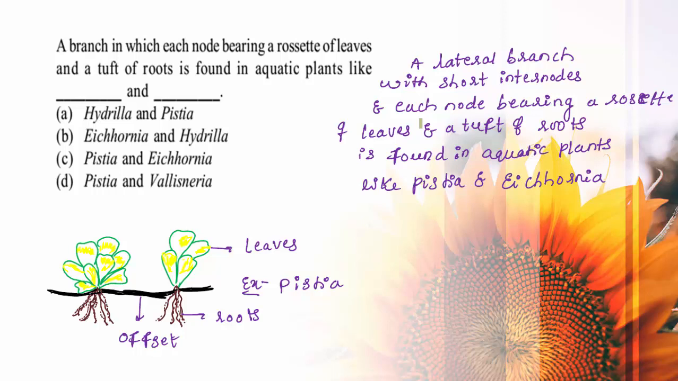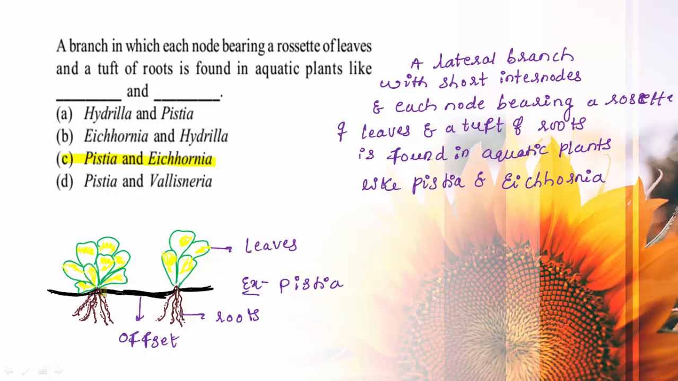What is the question given? A branch in which each node bearing a rosette of leaves, that means group of the leaves, and a tuft of roots. It is found in the examples like Pistia and Eichhornia. So here the image I have given, this is the diagram.